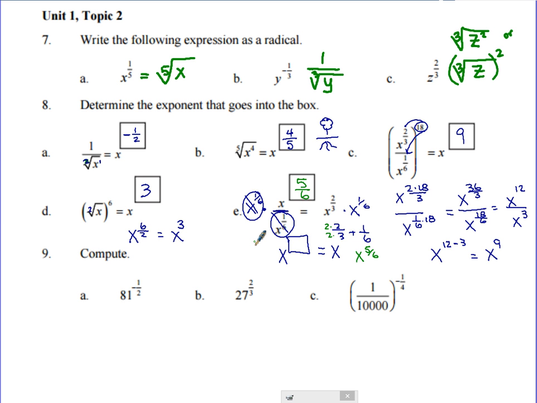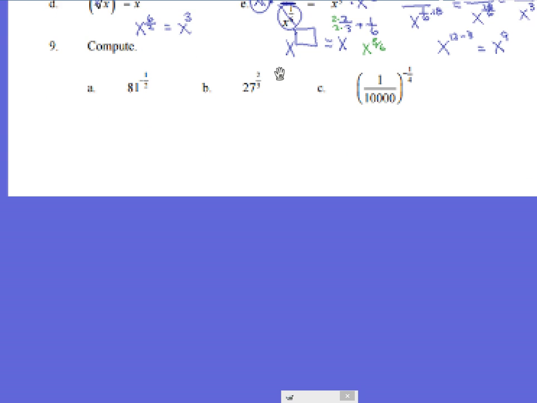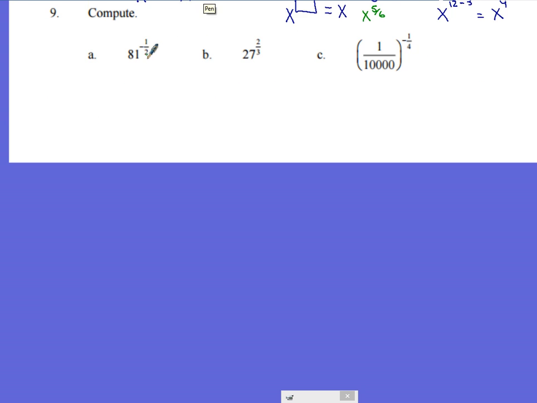All right, now we're asked to compute. Basically, simplify that. Tell me what that equals. All right, so let's go ahead and do that. Okay, so the negative tells me it's going to be 1 over. The 1/2 tells me it's the square root. And it's the square root of 81, but in the denominator. So I think, well, what is the square root of 81? What times what is 81? Well, 9. So my final answer for A is 1/9.